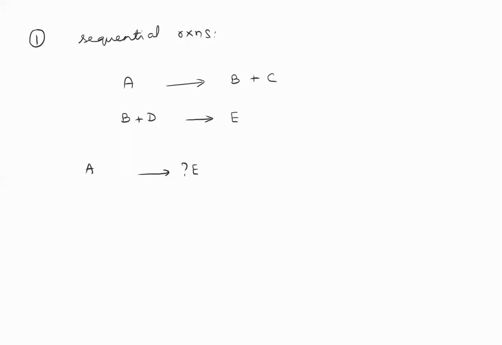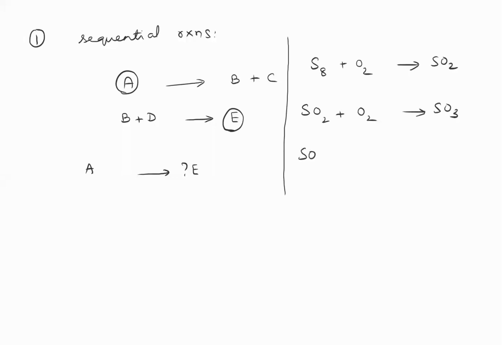Now how do you do questions which are sequential reactions? Try to write a resultant reaction from the given reactions to relate A directly with E. This is what I mean. For example, S8 plus O2 gives SO2, and then SO2 plus oxygen gives SO3, and then SO3 plus water gives H2SO4.